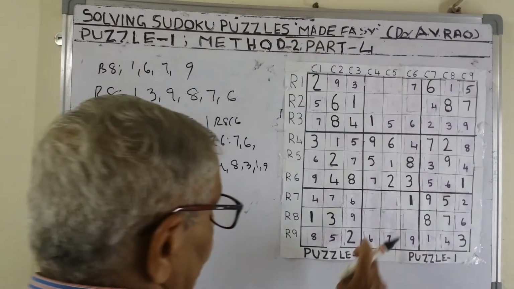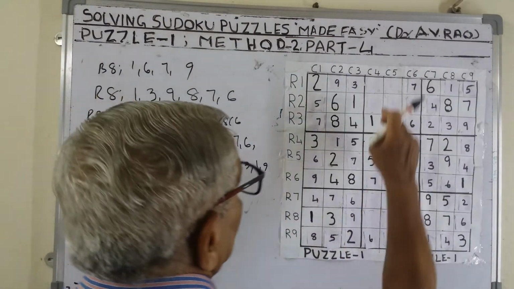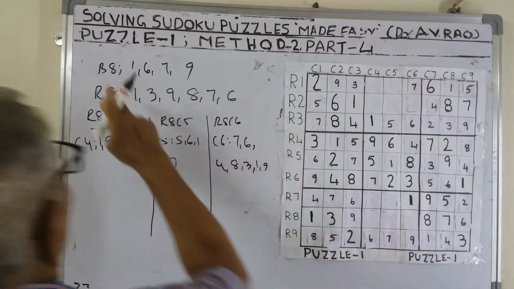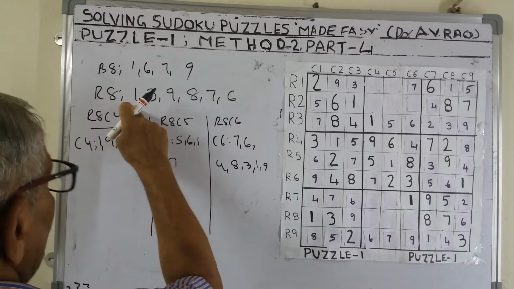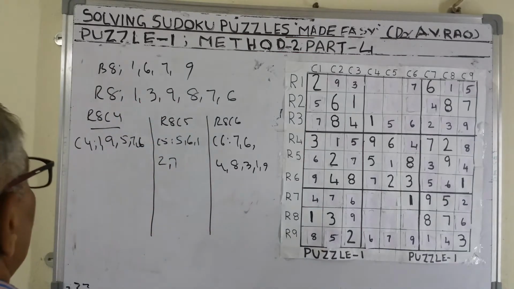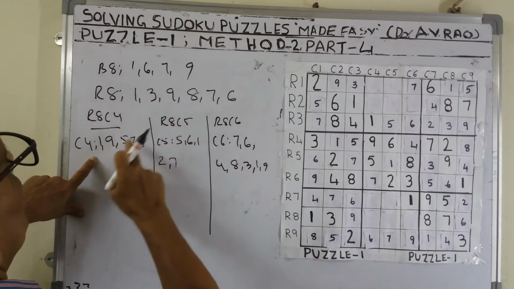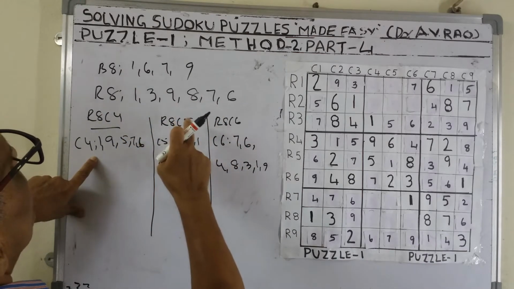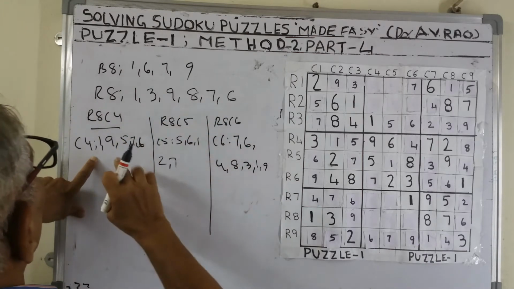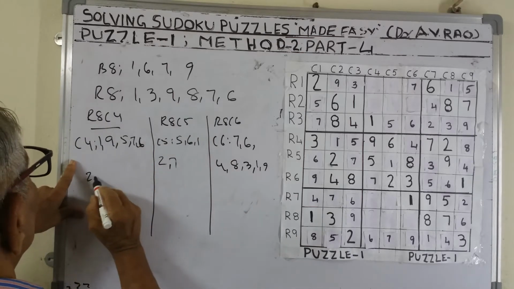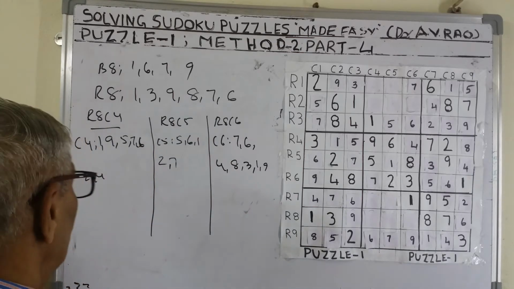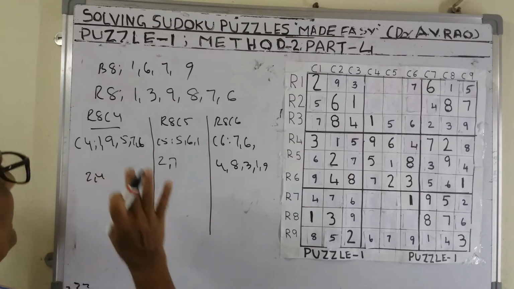So let us take box 8, row 8 and column C4. Here 1 is there, 2 is not there, 4 is not there. So 2 and 4 must be filled up, so we have to fill only one number. We are not sure, so leave it like that.